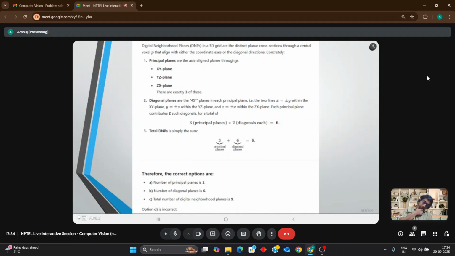Here 3 is the number of principal planes and 2 is the number of diagonal planes per principal plane, and in total you get 6 diagonal planes. So the total number of DNPs is simply the sum, that is 6 plus 3 is 9. Correct options are: number of principal planes is 3, number of diagonal planes is 6, and the number of DNPs is 9. Option D is correct.